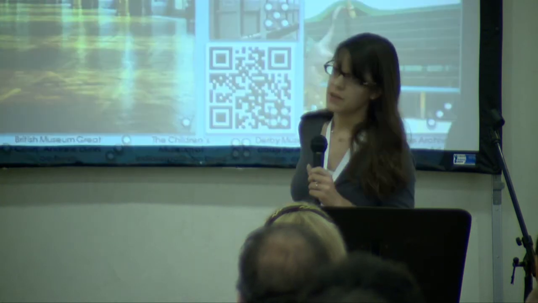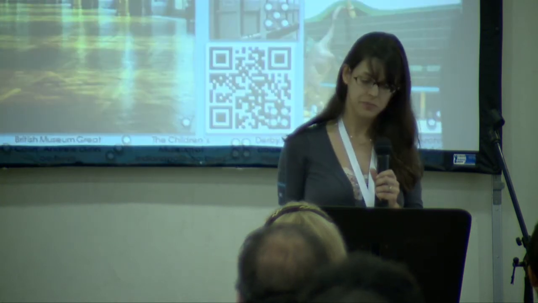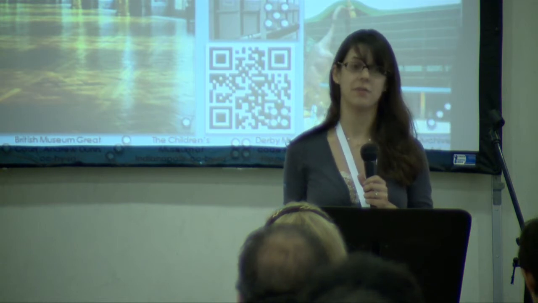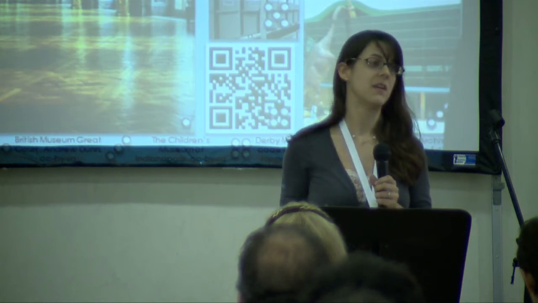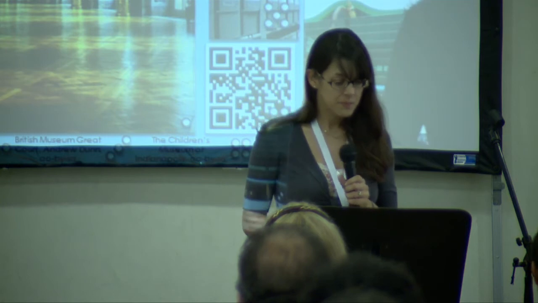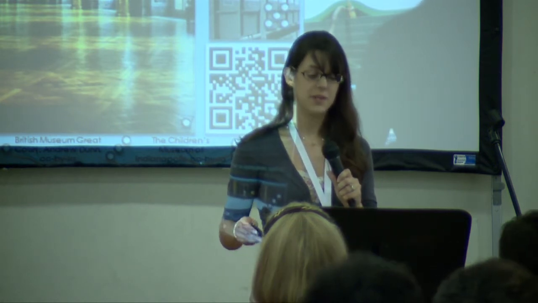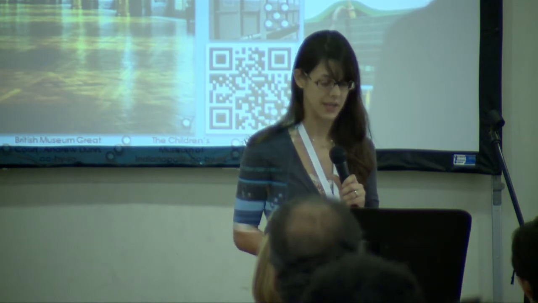Our answer should be, work with what you have. A partnership will be different for every museum because every museum has very different resources. And in order to work with what they have, museums can first integrate Wikipedia into their existing programs and also integrate their resources into the Wikipedia community. We're going to be talking about each of these in turn in a second.